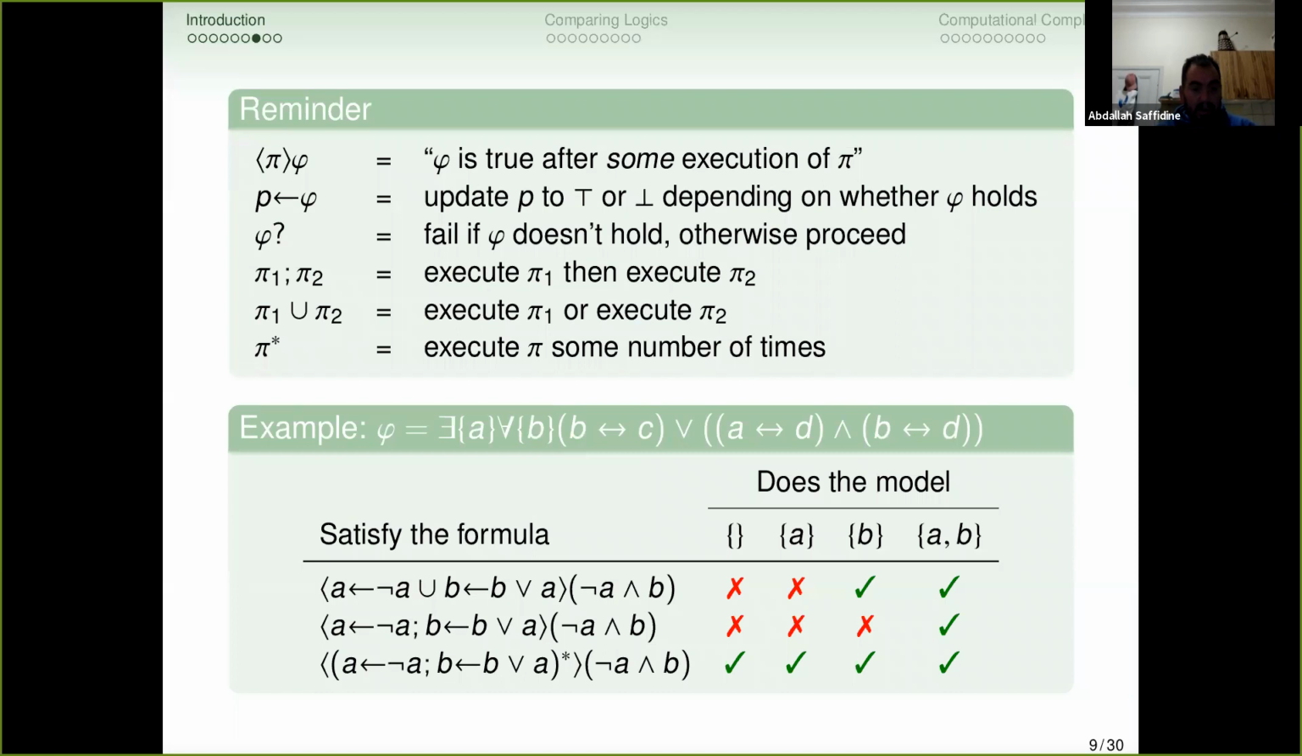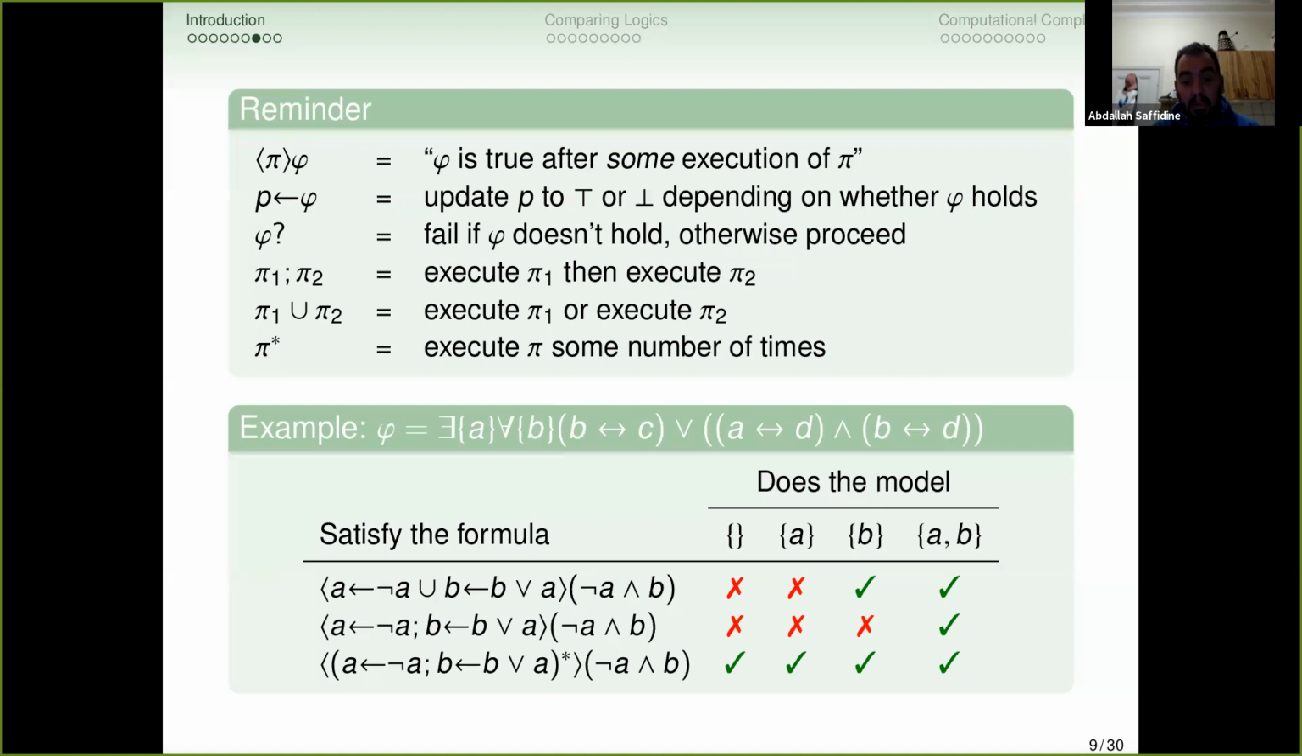I like the last one because it has the clean star, which is always fun to work with. So this one is, we're going to do this: A receives not A, B receives B or A. We're going to do that any number of times. We can do it 0 times, 1 time, how many times we wish, so as to make the subformula true.